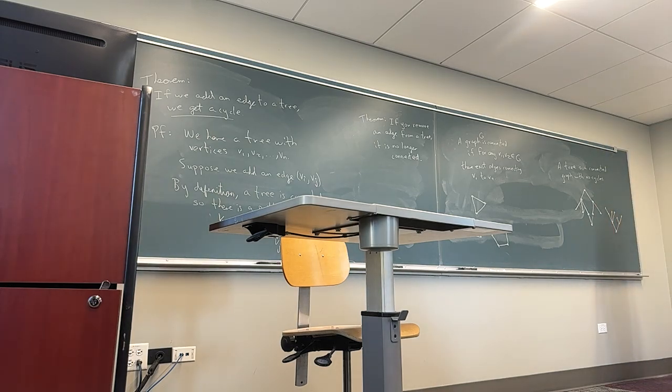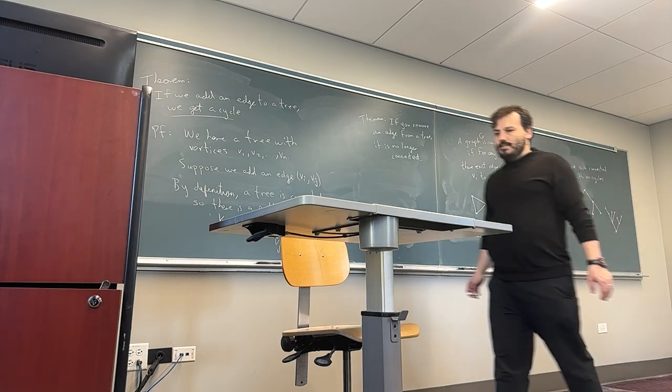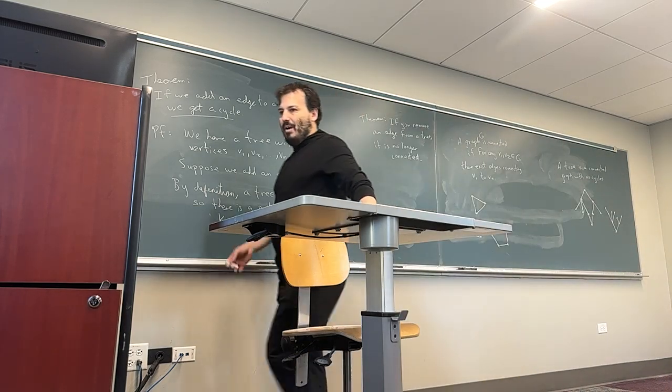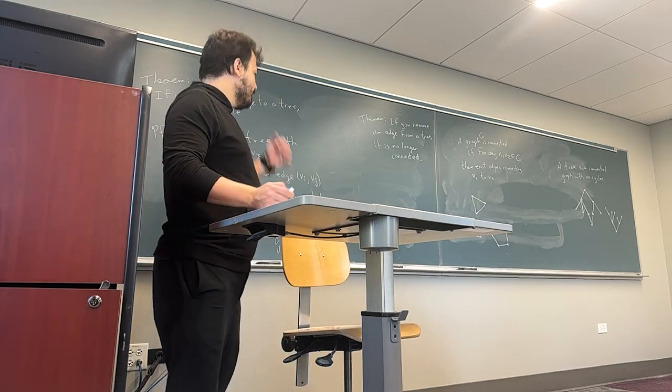Right? So the tree is kind of optimal in a way. If you just add one more edge, you stop being a tree. If you remove one edge, you stop being a tree. So it's a pretty special object in that setting.